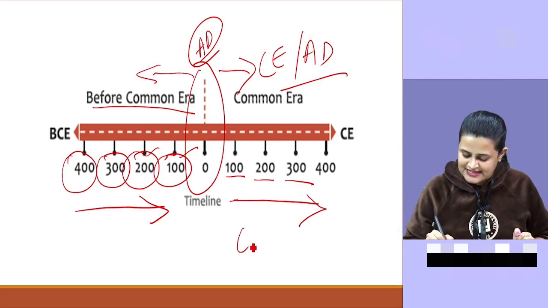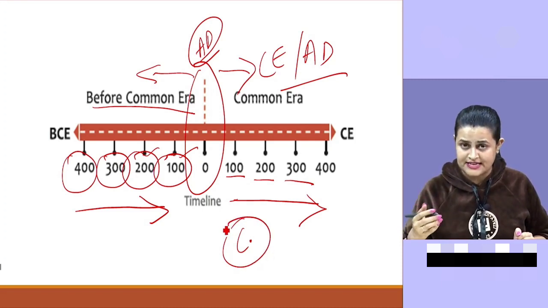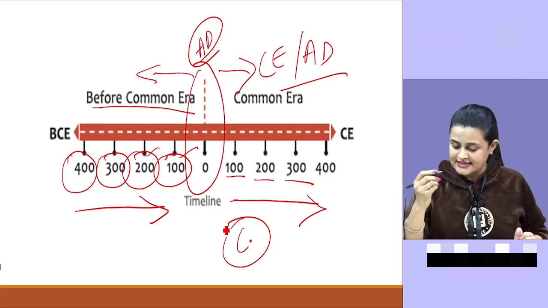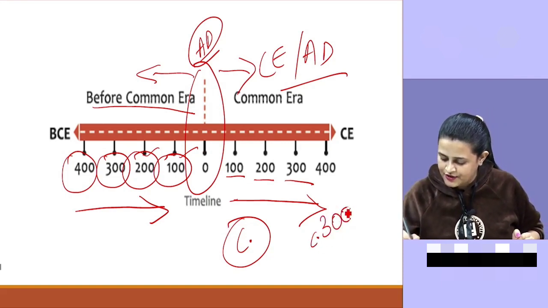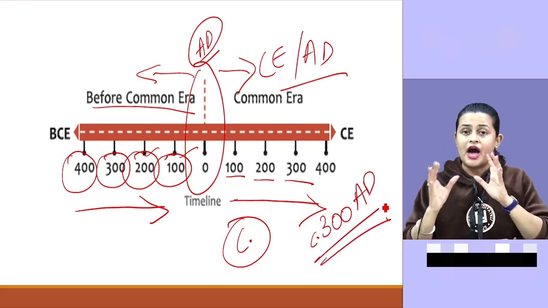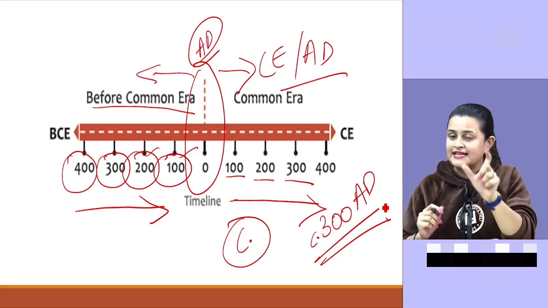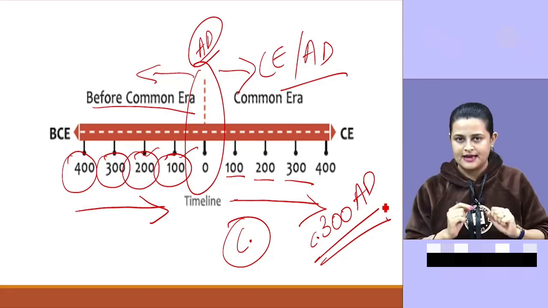Now when we say c., which is circa or approximately, it means somewhere near about that time period. Let's say, for example, if I say circa 300 AD, it means somewhere around 300 AD. This is not the accurate or exact time period, but an estimated time period.